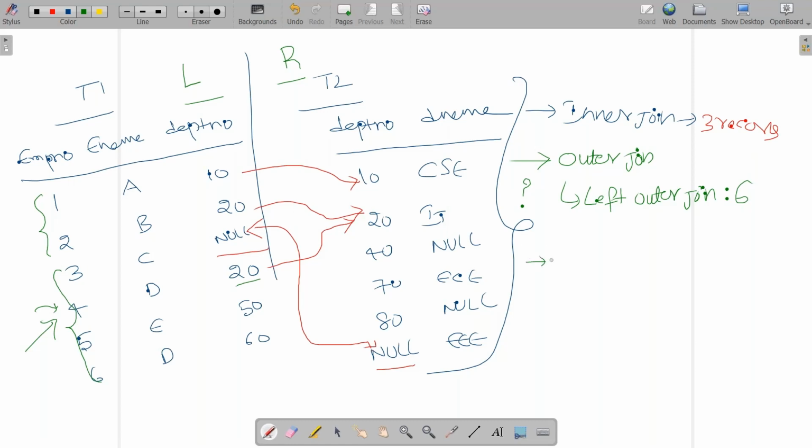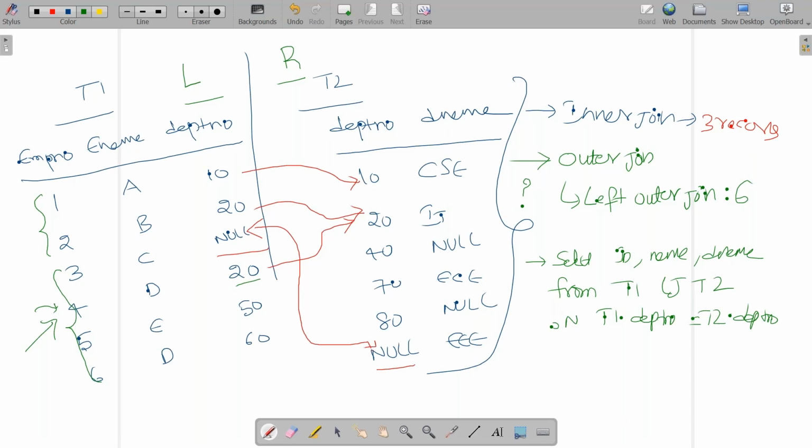But finally you are displaying like this: select ID, name, department name from T1 left join T2 on T1.DEPT number is equal to T2.DEPT number. So here what are the columns you are displaying? ID, name, department name. What is the outcome for this statement? It is going to display all the matching and non-matching records from the left table.